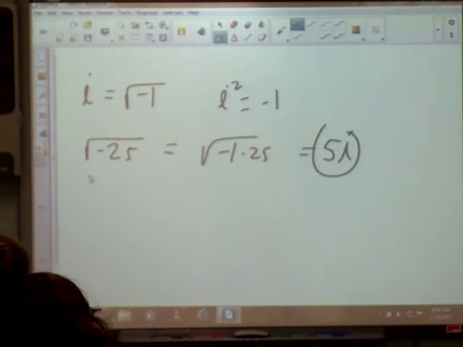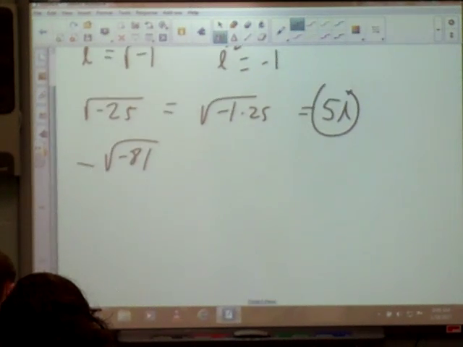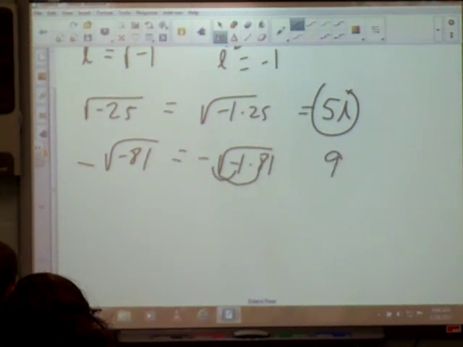If I had the negative square root of -81, same thing except we've got a negative out in front. I'm going to go underneath first, so that's negative square root of -1 times 81. The square root of -1 is i, so the i gets to come out. The square root of 81 is 9, so I bring a 9i out, but then I had a negative in front. So that makes it -9i.